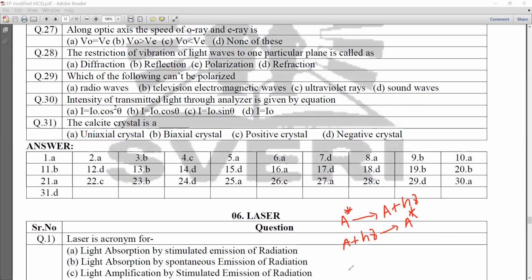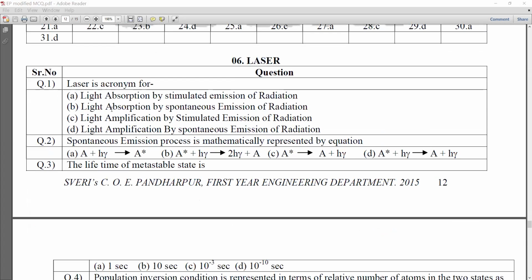And then next, A star plus h nu gives A plus twice h nu. It is stimulated emission. Is it correct? Yes, sir. So now 3 MCQs we have covered here. Remember this, so that you can select the option. Let us discuss this one. First, what is the long form of laser, which is the correct option?